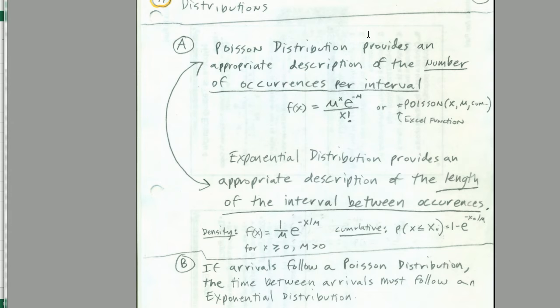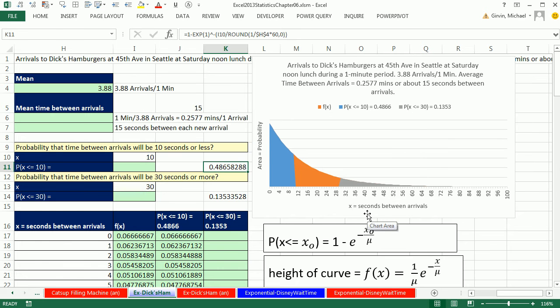Now, Poisson distribution provides an appropriate description of number of occurrences per interval, 3.88 people arriving per minute. Exponential distribution provides an appropriate description of the length of the interval between occurrences or arrivals. In our Dick's example, it'll be an average of 15 seconds between each arrival. Now, let's go over to Excel, and we want to look at this very example.